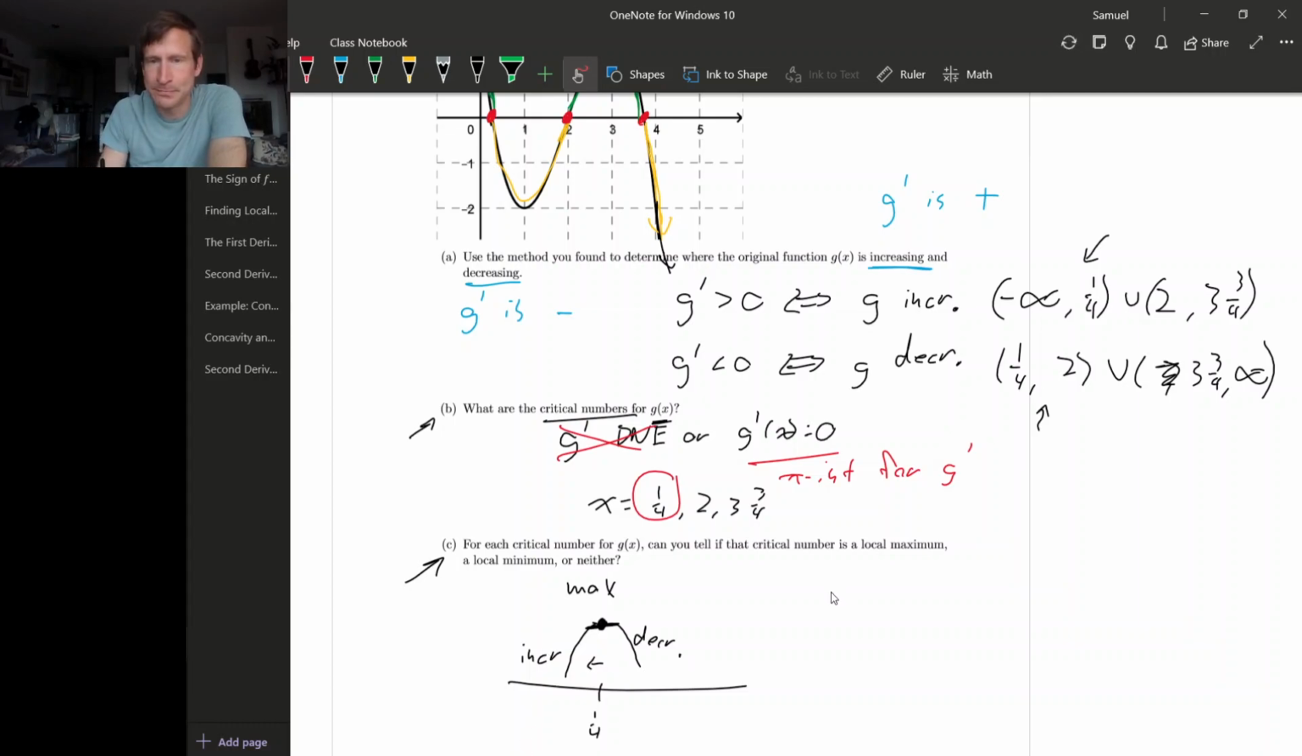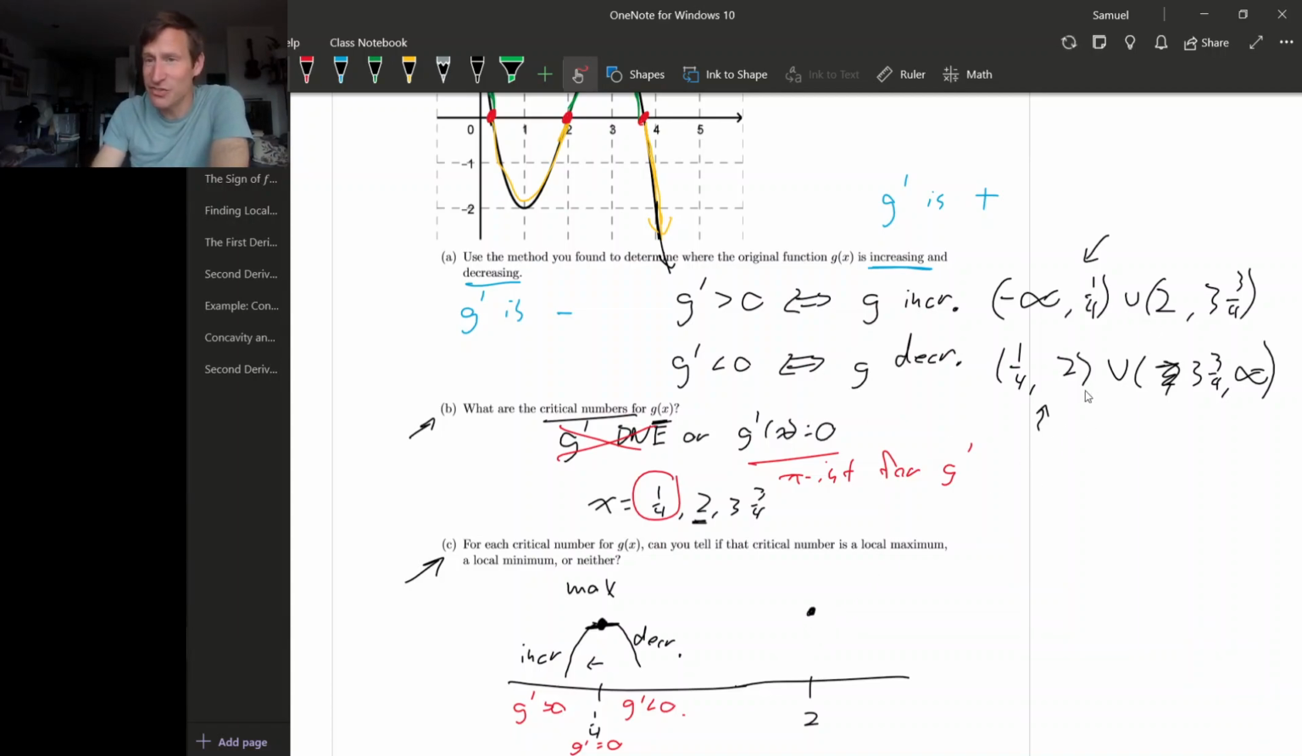And we went from increasing to decreasing because the derivative went from positive to 0 to negative. All right, well now let's think about this critical number at 2. So at 2, again, we don't know if the graph actually is above or below the x-axis or where exactly it is. I'm going to draw it as if it's here, but we don't actually know vertically where it's positioned.